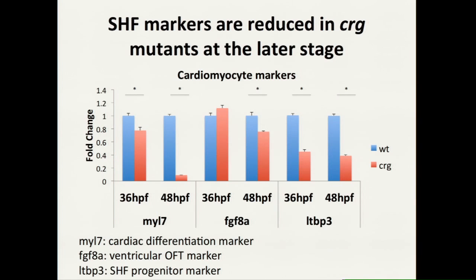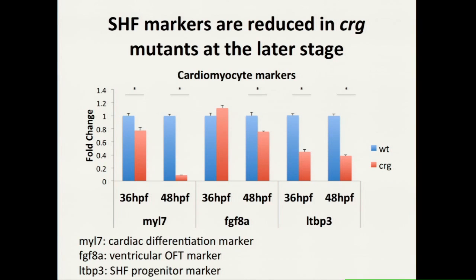So then we went to the later stages, 36 and 48 hours, and looked at cardiomyocyte marker expression. As you can see, the reduction of cardiomyocyte expression at 48 hours becomes more evident in the CRAG mutant. In particular, when we look at LTBP3, which is a second heart field specific marker, it is reduced at both stages. So it strongly suggests that the CRAG embryos have a specific second heart field defect.